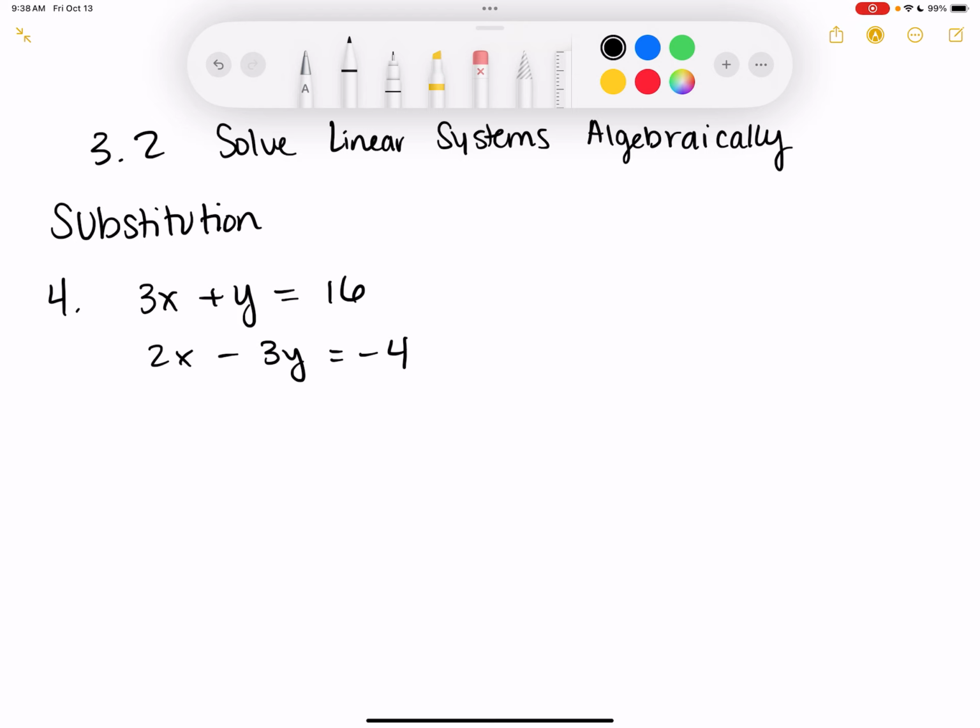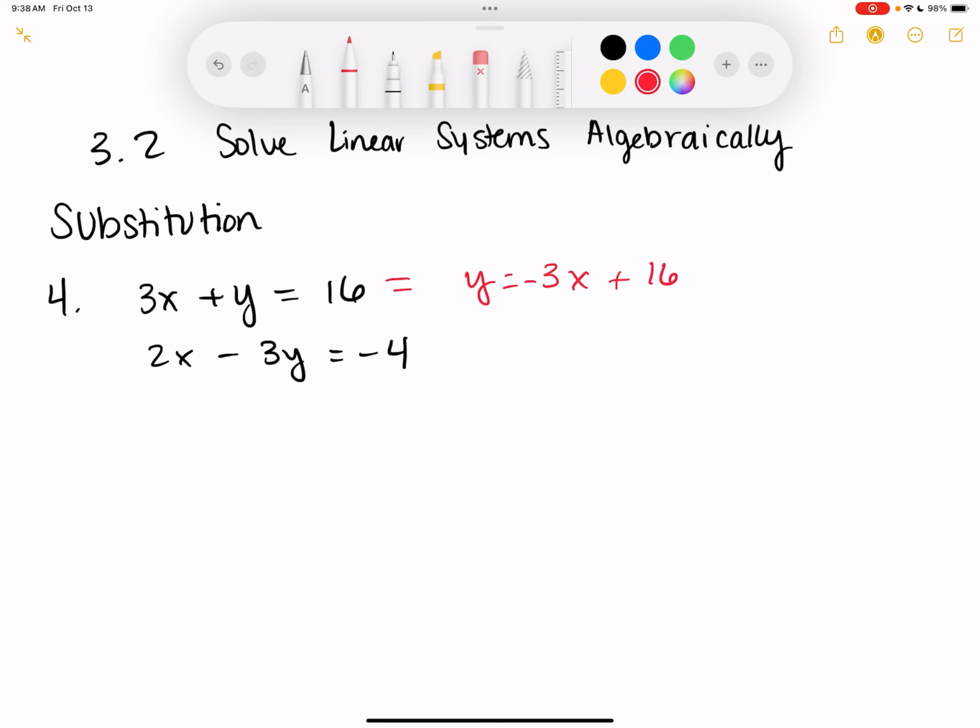So the substitution method says we solve for one of the variables, so we get one of the variables by itself. I'm always going to look for the equation that has a variable that doesn't have a number in front of it, or just has a negative 1 in front of it, to make my life easier. I could certainly solve for y down here, but why do that when I have a y by itself basically already up in the top? So I just need to move the 3x over. So I'm going to end up with y is equal to negative 3x plus 16.